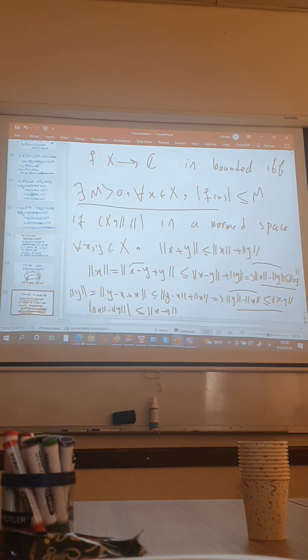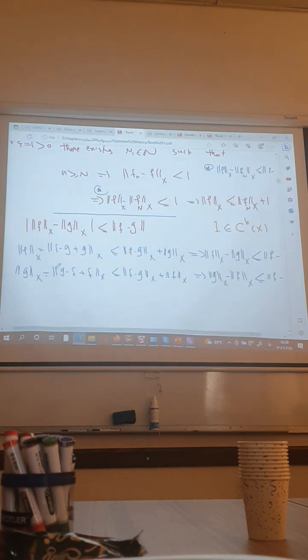We proved this in a normed space. We can write this and this, so that the absolute value of this subtraction is less than or equal to the norm of this subtraction.